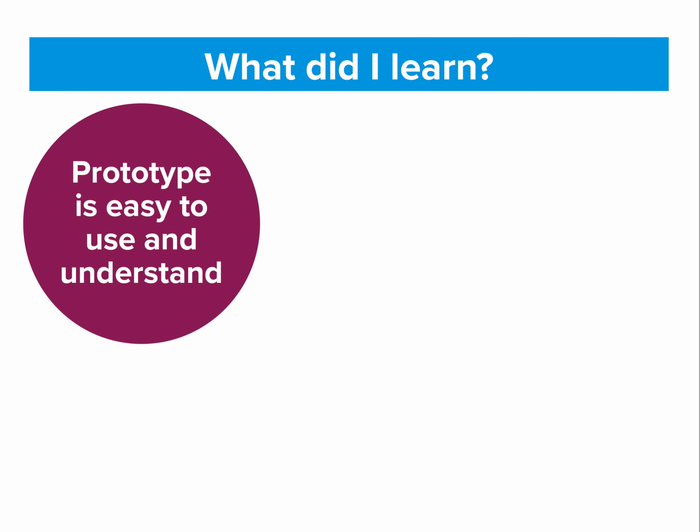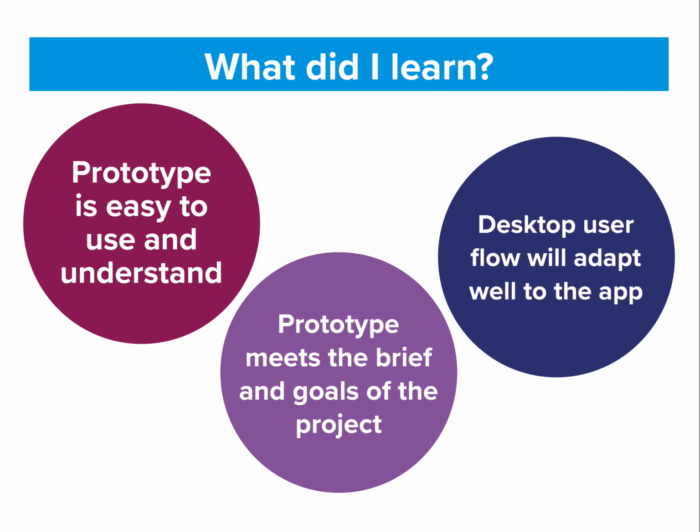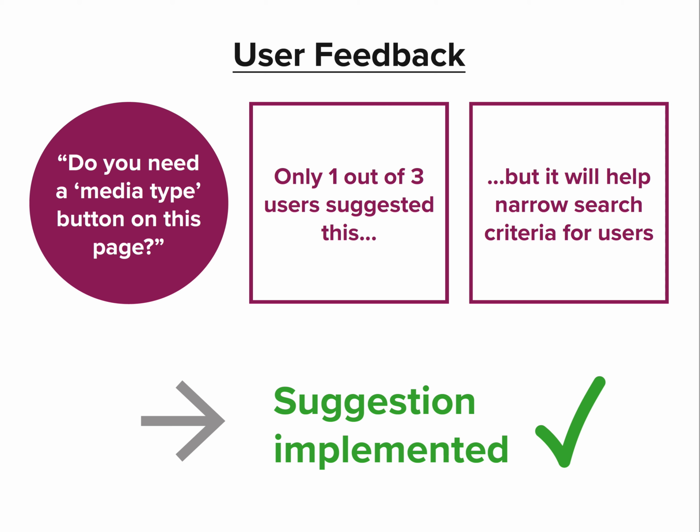The majority of users were happy with the prototype and found it easy to use and understand. They felt the prototype met the brief and the goals of the project, and that the desktop user flow can be adapted to the app. Some suggestions users had were adding a media type button on the upload artwork page. While only 1 out of 3 users suggested this, I felt it was a good idea that will help narrow the search criteria for users. So this recommendation was implemented.